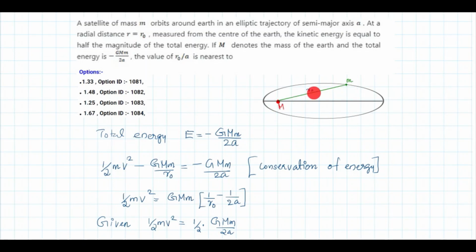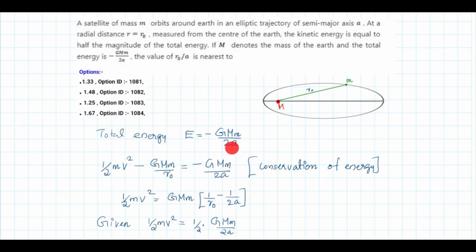When it is at a distance Rho from Earth, its kinetic energy is equal to half the magnitude of total energy. That is given. Question is to find Rho by A. What is the total energy of a satellite in an elliptical orbit? It is given by E equal to minus GMm by 2a, where a is the semi-major axis. Total energy of satellite in an elliptical orbit is minus GMm by 2a.